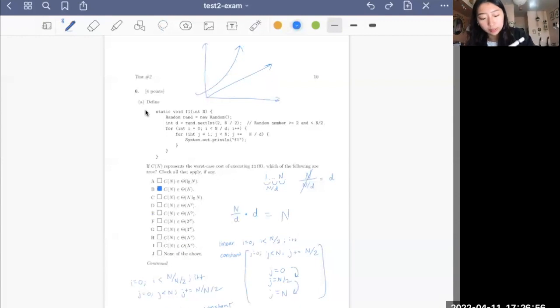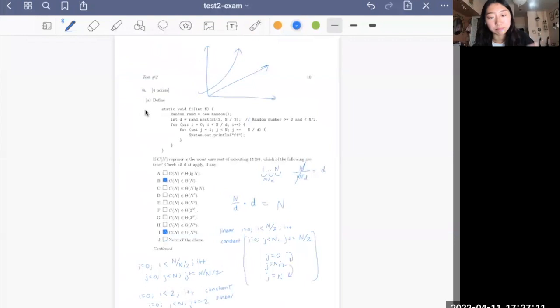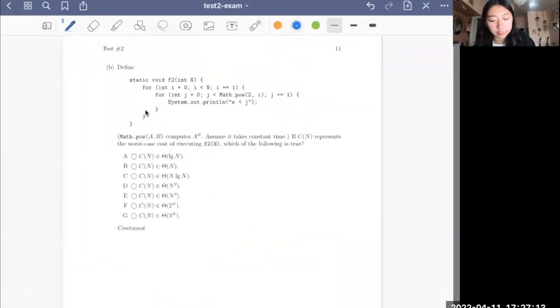And so n, linear, is definitely going to grow slower than n to the fourth, or it's never going to go faster, so it's upper bounded by it, which means C of n belongs in this set. And that is 6a. Moving on to 6b.